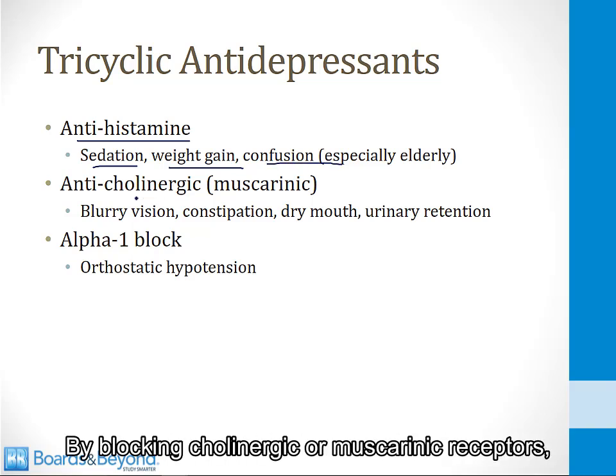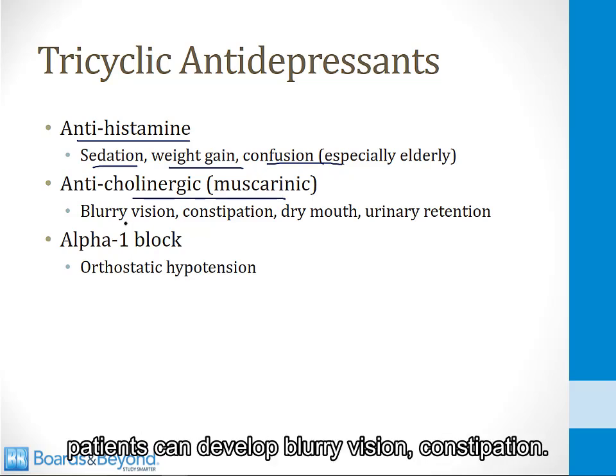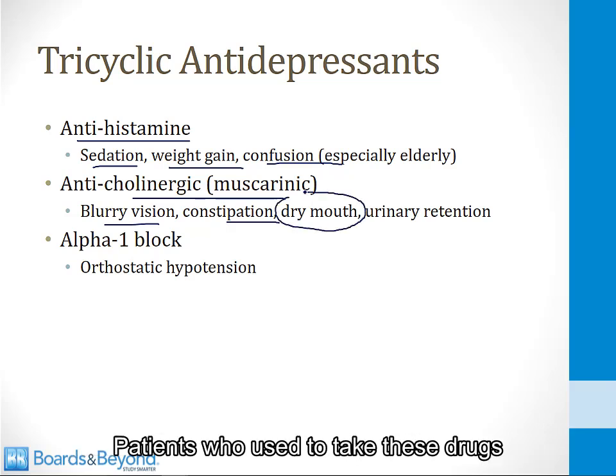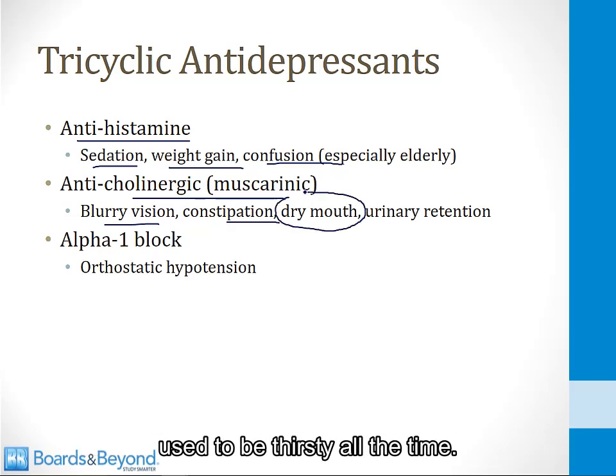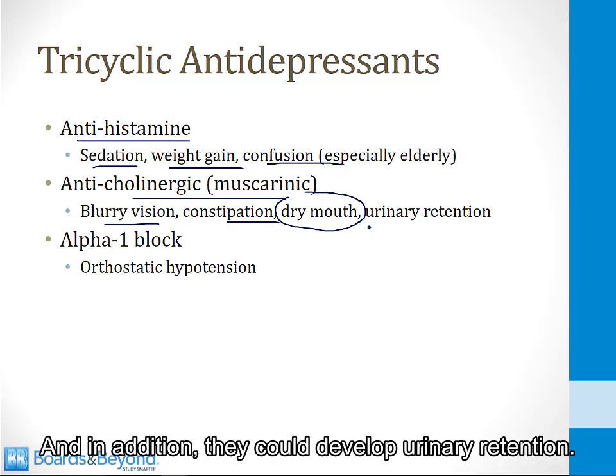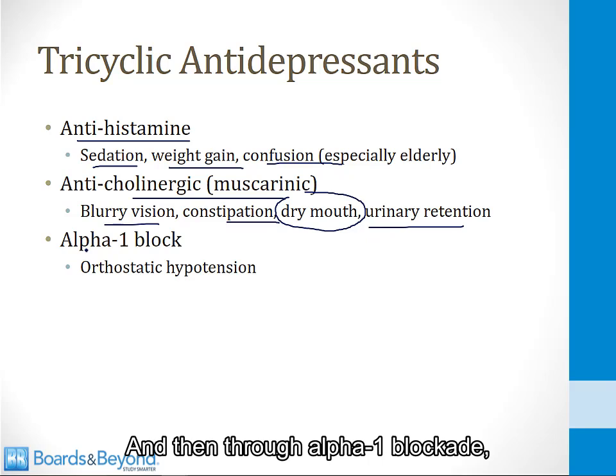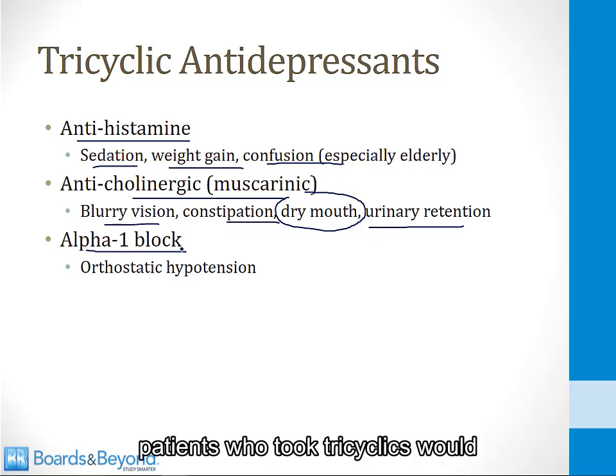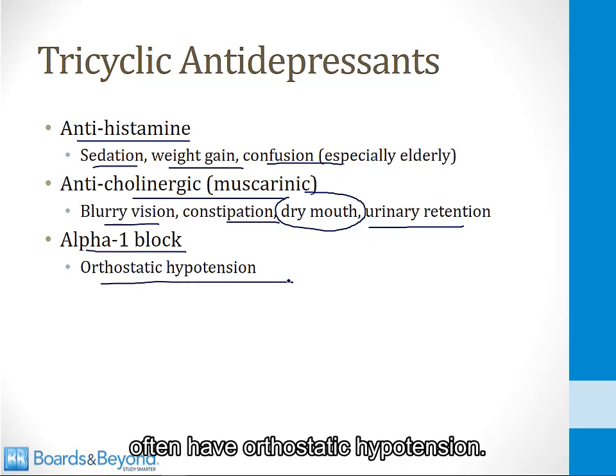By blocking cholinergic or muscarinic receptors, patients can develop blurry vision, constipation. Dry mouth was a big problem. Patients who took these drugs used to be thirsty all the time, and in addition, they could develop urinary retention. And then through alpha-1 blockade, patients who took tricyclics would often have orthostatic hypotension.